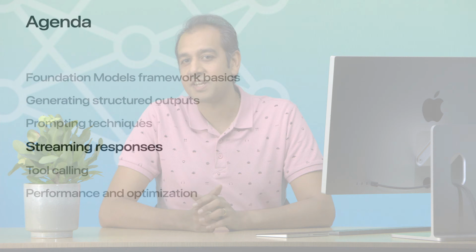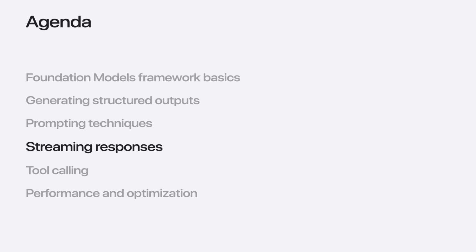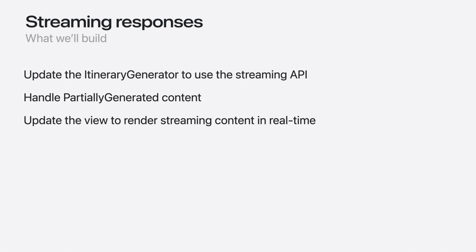Welcome back, everyone. I hope you had a great break. Let's keep going. With our high quality prompts in place, let's enhance the user experience by streaming the response in real time. In this chapter, we'll focus on refactoring our itinerary generator to use the streaming API to improve the user experience by streaming the model's response. We'll see how to handle partially generated content as the model is generating the response. We'll then update our view to render the itinerary as it's being generated, providing a much more responsive feel.